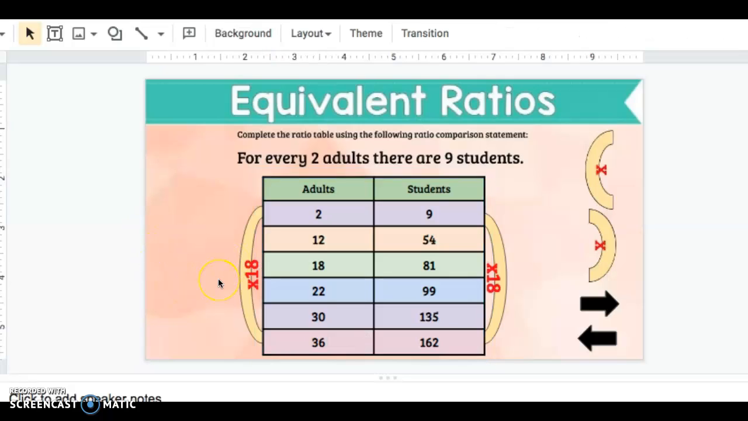Okay, so again, our equivalent ratio table is all about the pattern, whether the pattern's going straight across or the pattern's going up and down. You just have to determine where that pattern lies. Okay, and that's how you work with and fill in equivalent ratio tables.